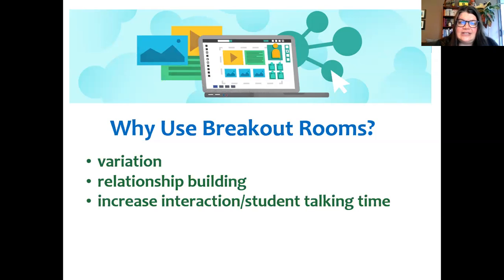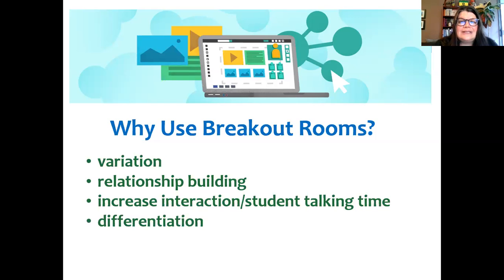Obviously, in a language class, we want increased interaction. We want more student talking time. How do students learn to speak English? By speaking English. So in a whole class setting, only one person can speak at a time. But if we have students in breakout rooms, if we've got 6 breakout rooms, that means 6 different people can be speaking at a time. So that's really, really important. And that's why we love breakout rooms.